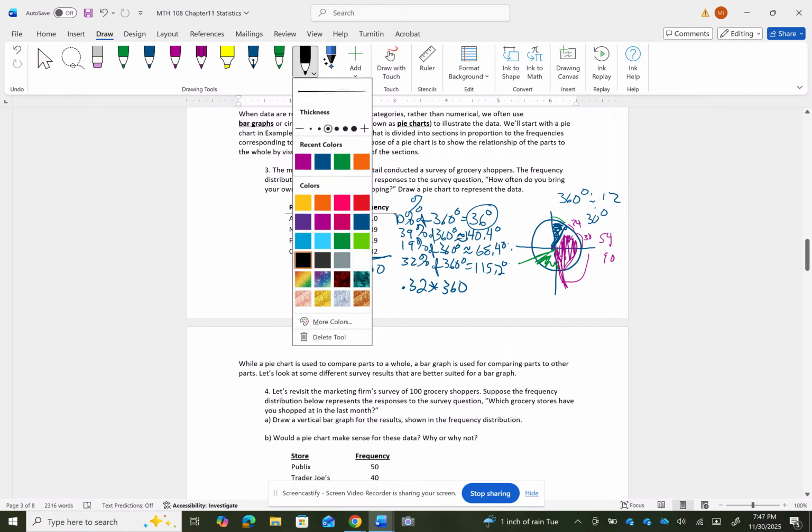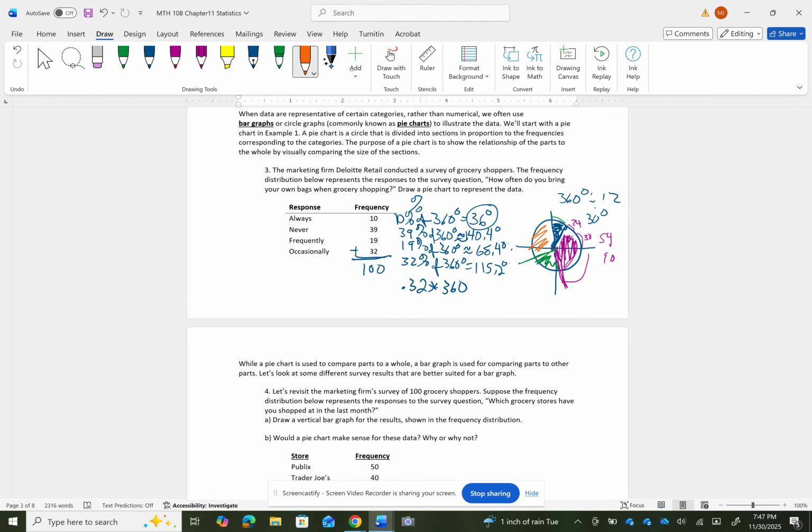Let me see if I can go in here and add another color. Add a pen. Let's make it orange. And this category I could shade. Then they should all turn out filling in the whole thing. So let me clean it up a little bit. And then the last thing you would do is label. So this right here would be always.